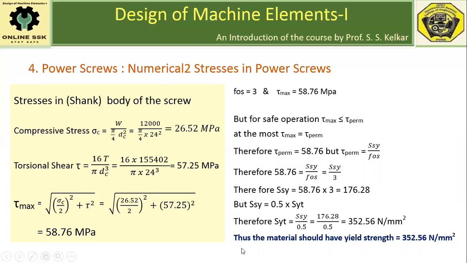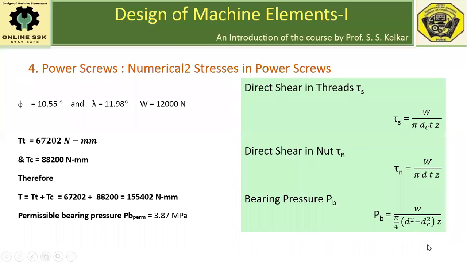So here for this particular application we need to use such a material whose yield strength will be at least equal to 352.56, greater than 352.56, but it is better if you are using yield strength greater than 352.56 Newton per millimeter square.